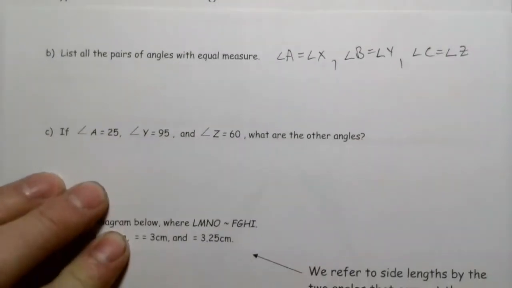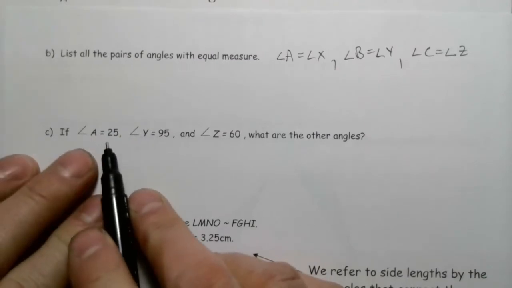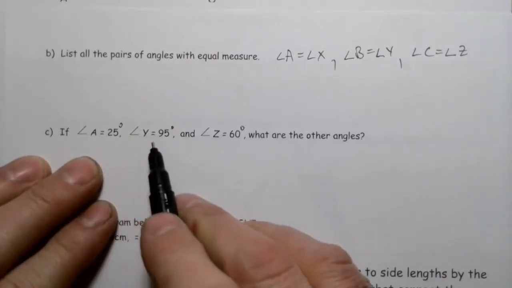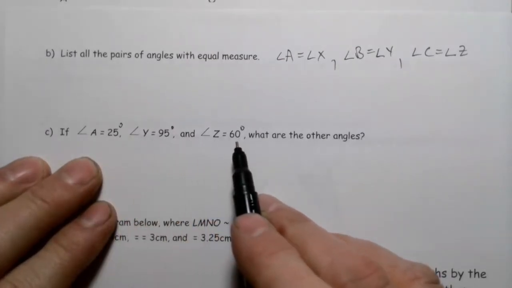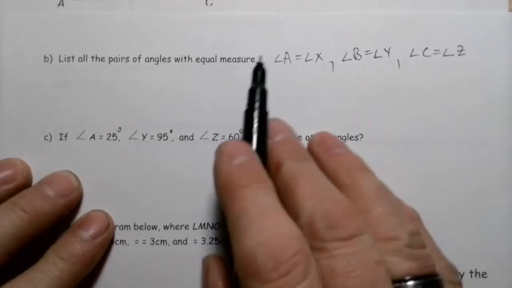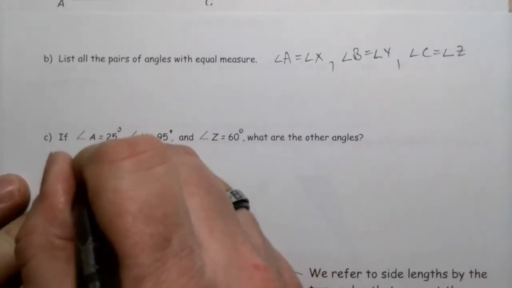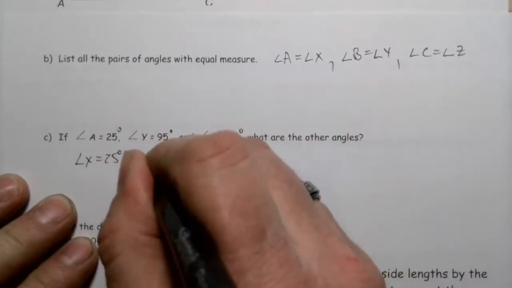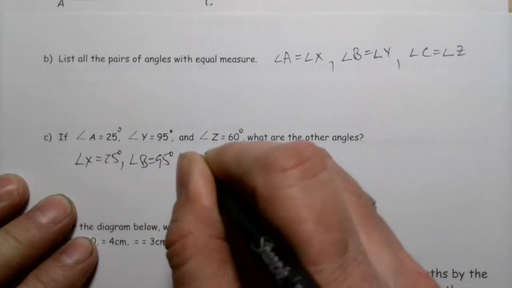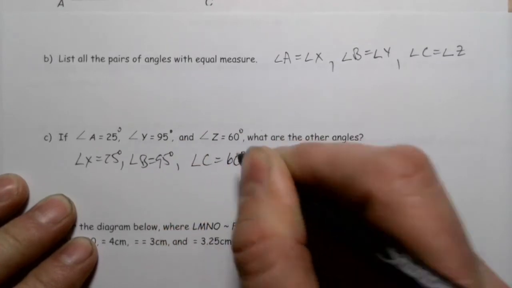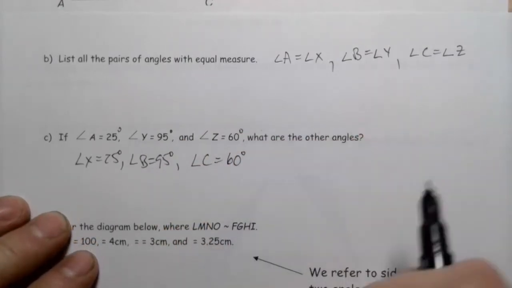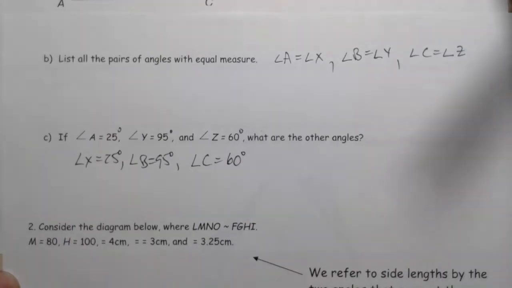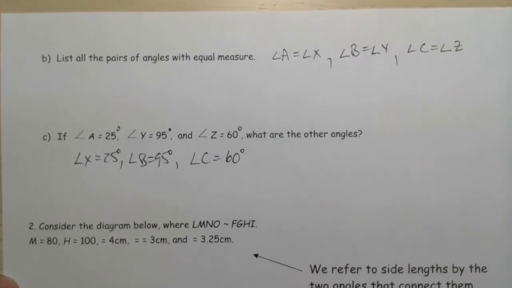And now finally, for this particular question, if angle A is equal to 25 degrees, angle Y is equal to 95, and angle Z is equal to 60, what are the other angles? Because of what I've got written here, this means that angle X is equal to 25 degrees, angle B is equal to 95 degrees, and angle C is equal to 60 degrees. Very easy to make that connection because I know that these triangles are similar. Okay, let's take a look at another one.